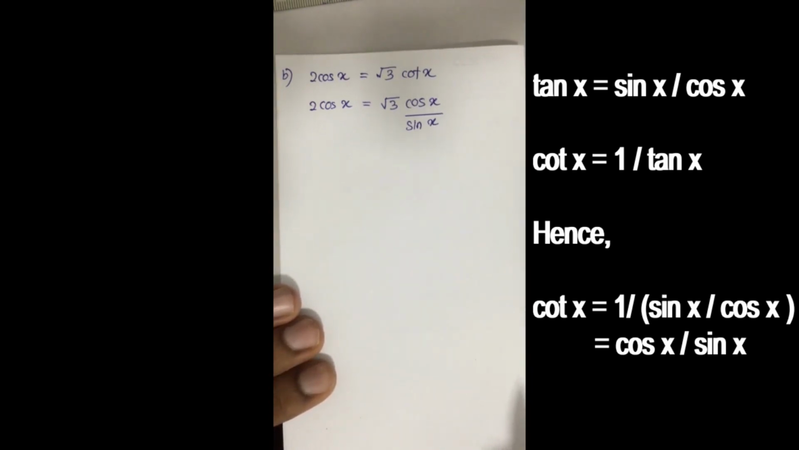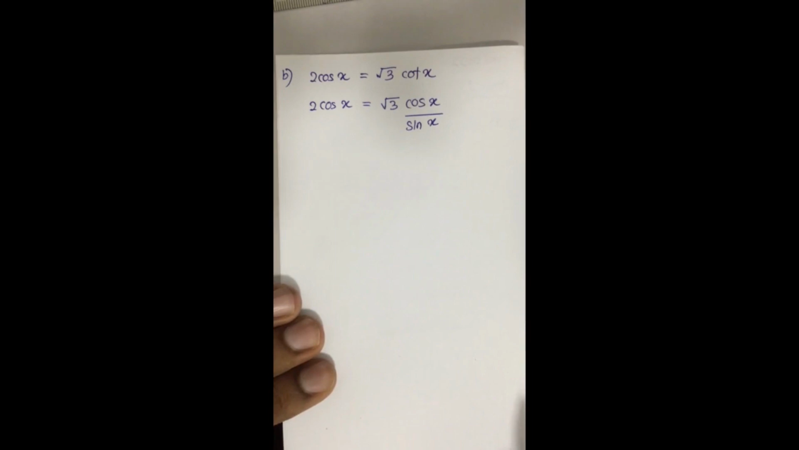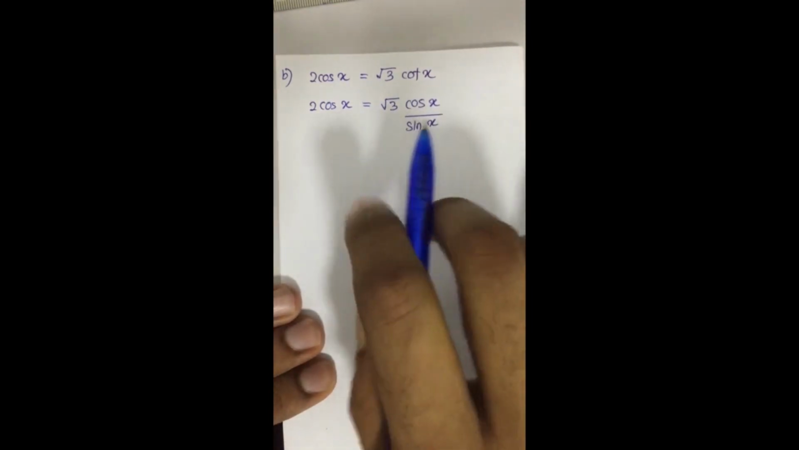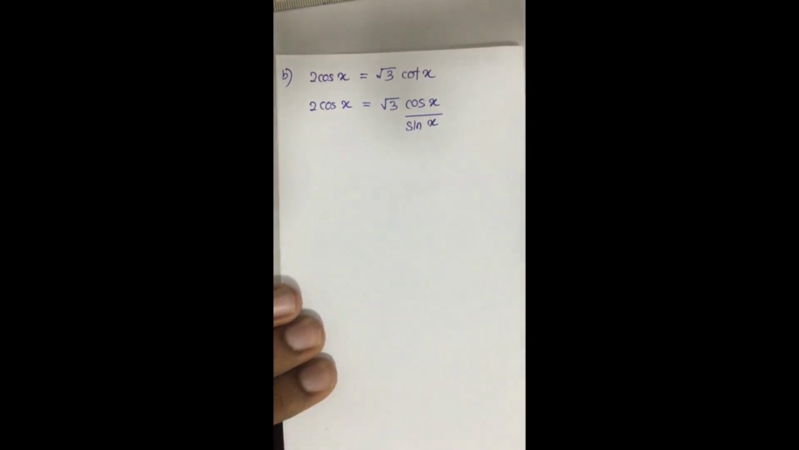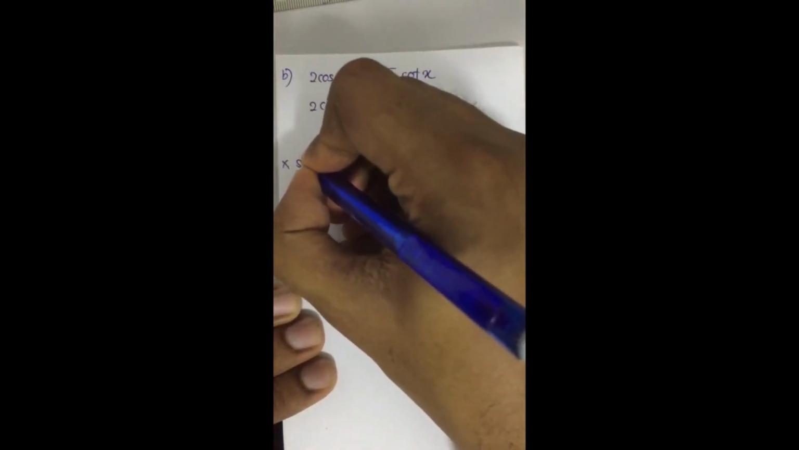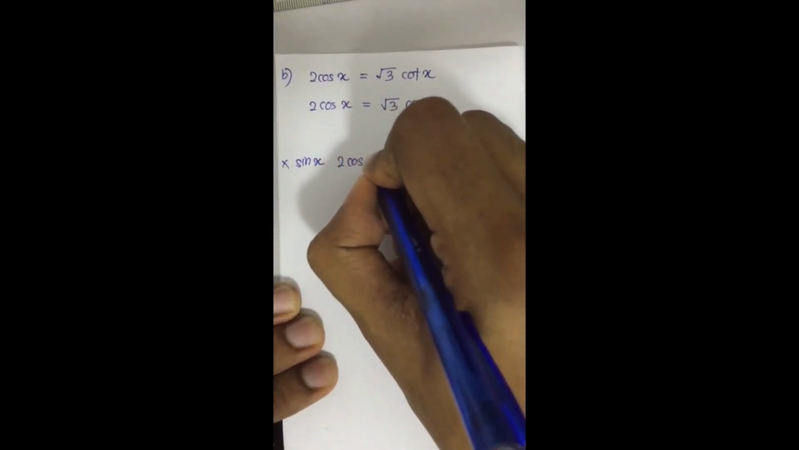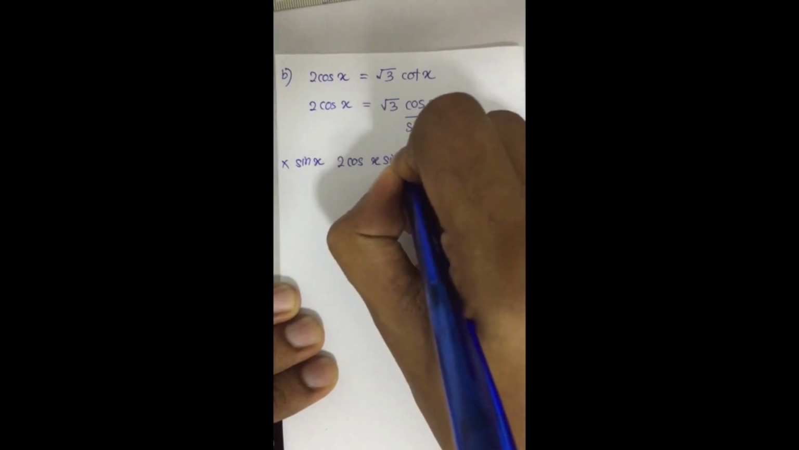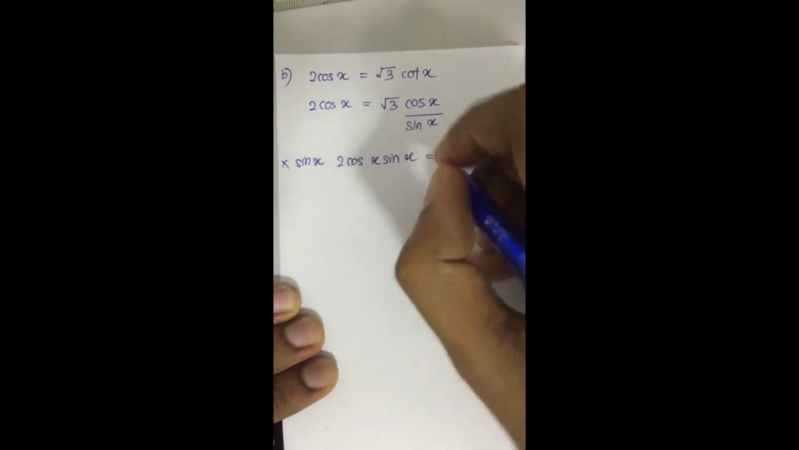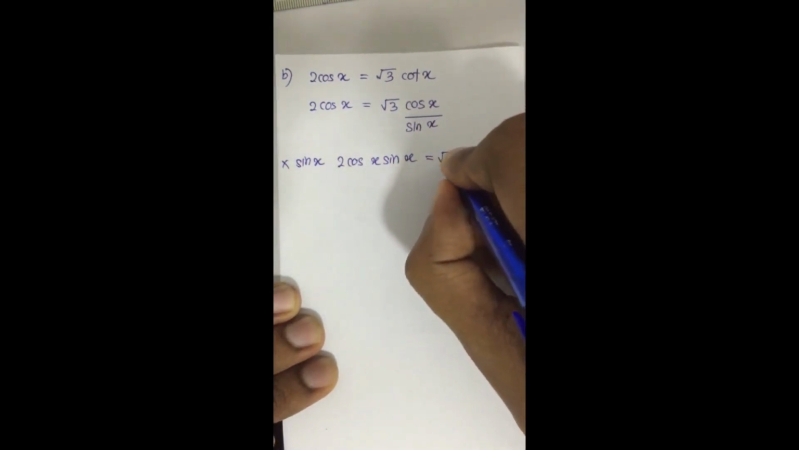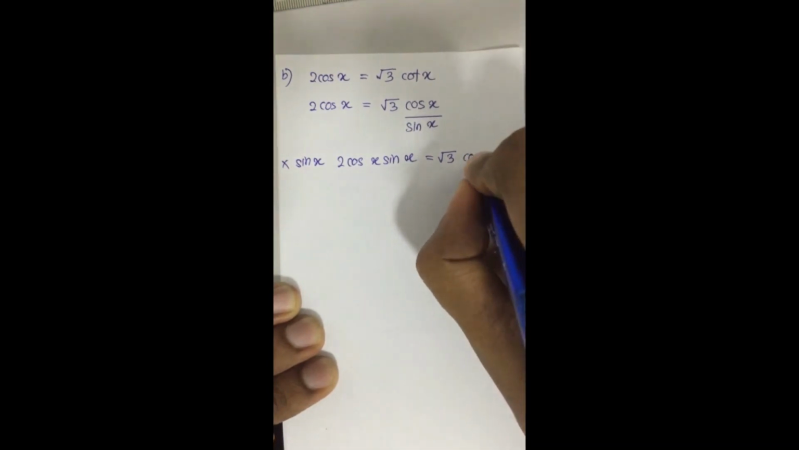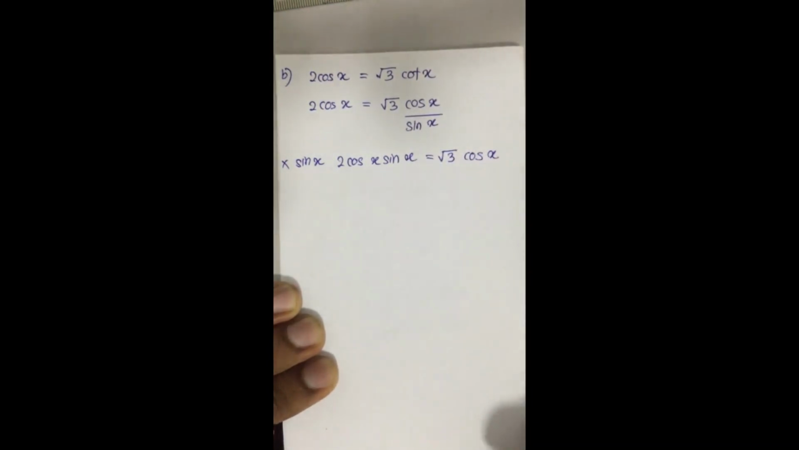Okay, so to proceed to the next step, we're going to eliminate this fraction. How are we going to eliminate it? Let us multiply by sine x on both sides. So from here you get 2 cos x sine x equals to sec 3 cos x. Okay, so far so good.